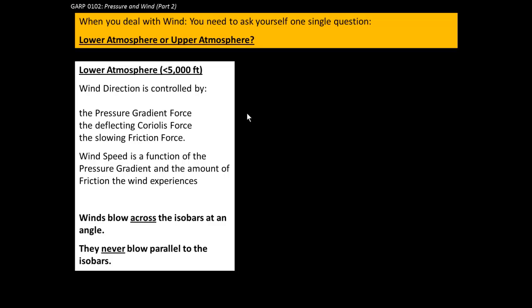Lower atmosphere. Wind direction is controlled by the pressure gradient force, the deflecting Coriolis force, and the slowing friction force. Wind speed is a function of the pressure gradient and the amount of friction. Winds blow across the isobars at an angle. They never blow parallel to the isobars. They never blow perpendicular to the isobars.